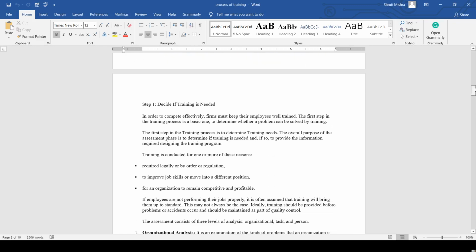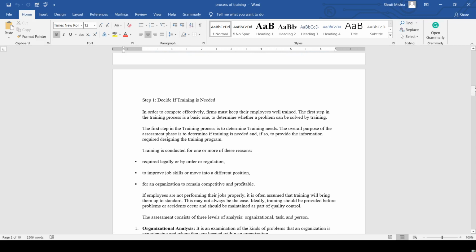So let's discuss that. Training is important for all employees, and nobody is perfect in this world. So training will be required for each and every employee at a certain point of time for completing and accomplishing their roles and goals in the organization, but it is required to understand when and what type of training is required for all the employees, right?